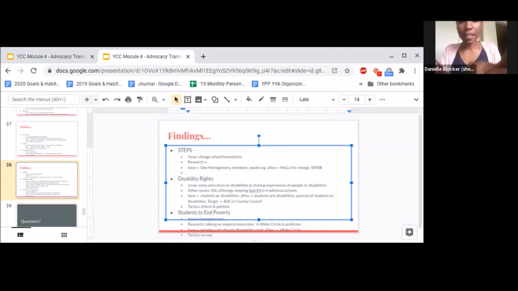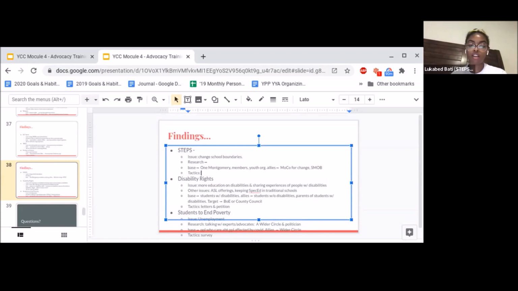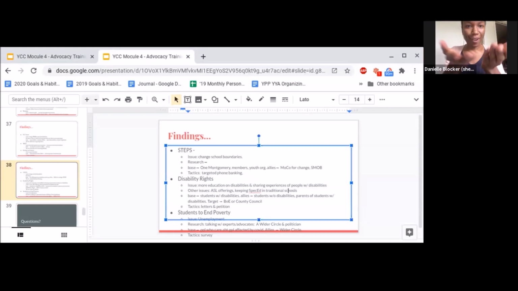Yeah. And our tactics are phone banking, but making it more demographic based, which helps us figure out how to approach fighting for equitable education. Very good. Beautiful. And also thanks for presenting. So these are great.